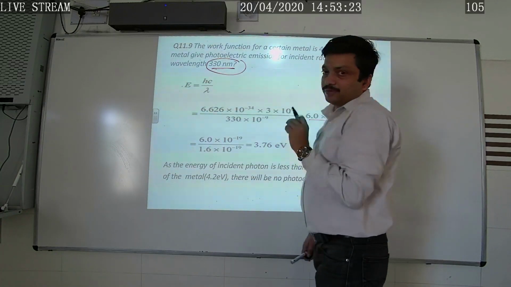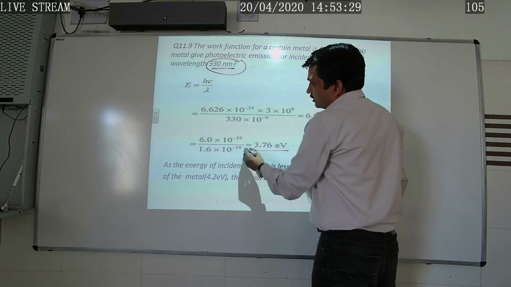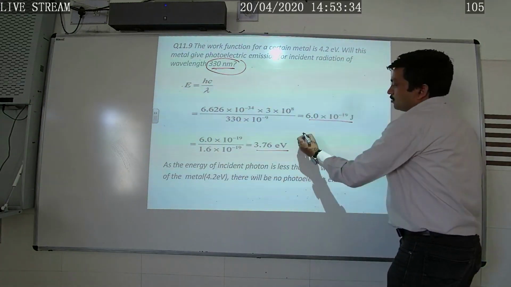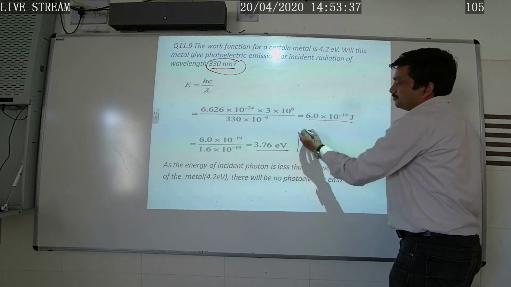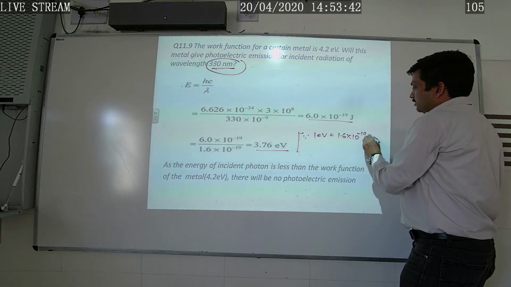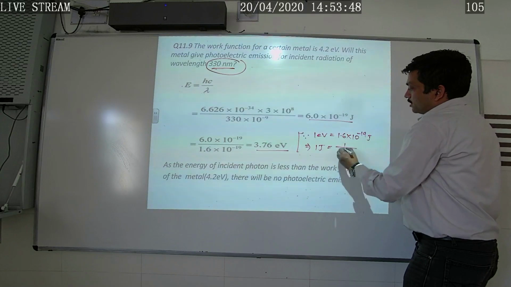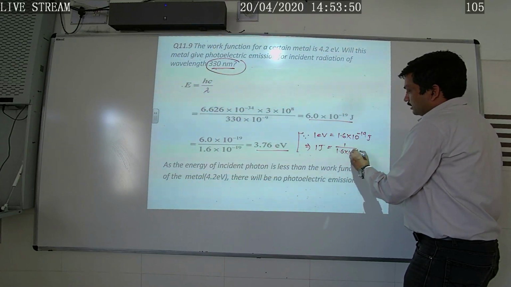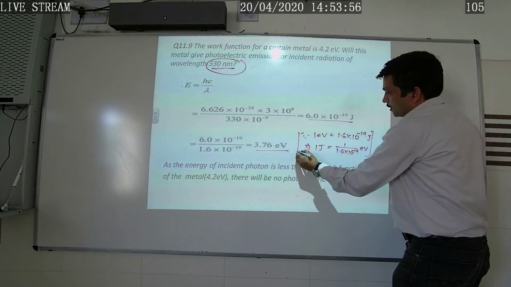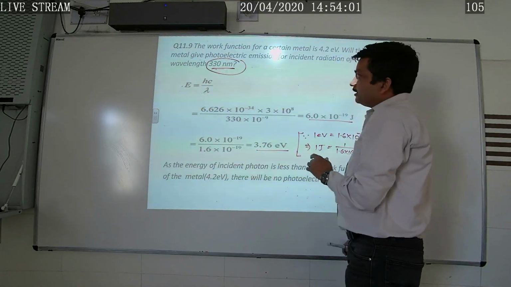But this energy is coming out in joule. We want to calculate it in terms of electron volt. So we simply divide this by 1.6 into 10 to the power minus 19. Why? Because 1 electron volt is equal to 1.6 into 10 to the power minus 19 joule, which implies 1 joule is equal to 1 over 1.6 into 10 to the power minus 19 electron volt. So by putting in the value and dividing, we got the energy of incident radiation.